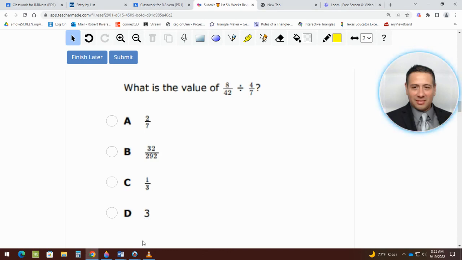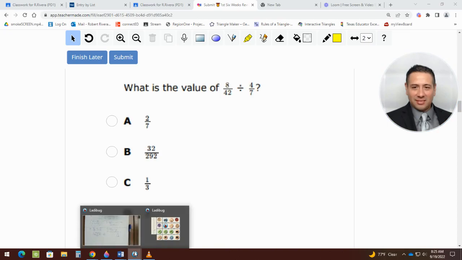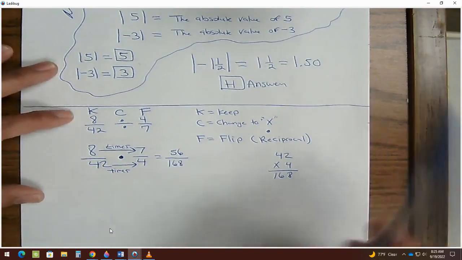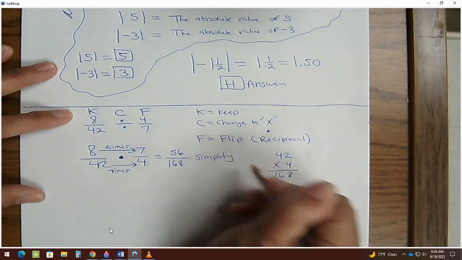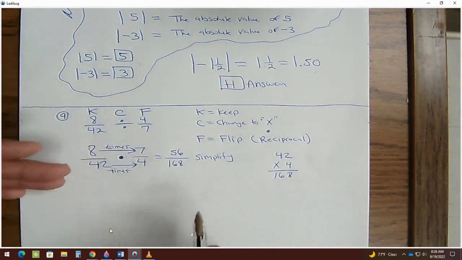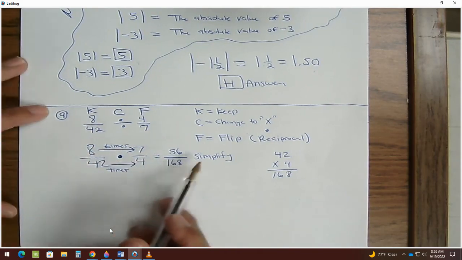Simplify, which is to divide. Yeah, we're going to divide right now. Simplify. We're going to make less pieces. So, I need to simplify. That's why this one is the hardest one. It's not hard, but this is the one that kids mess up.